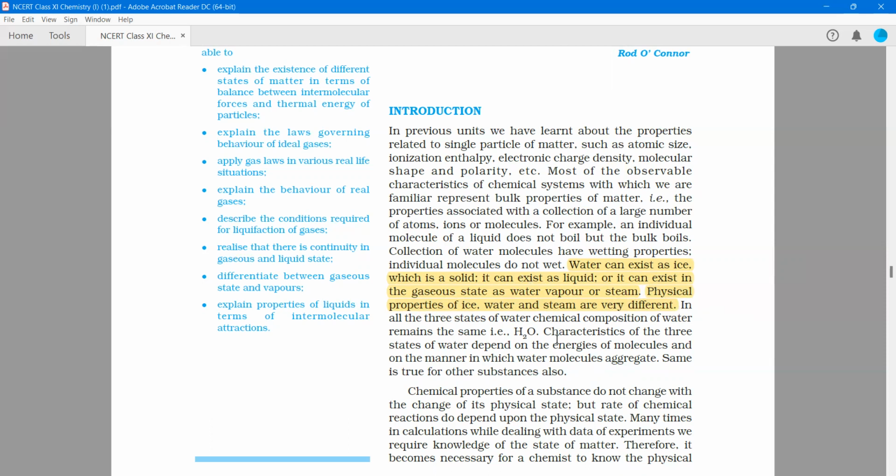So when you're talking about ice, you're talking about H2O molecules only. When you are talking about liquid water, it is the same thing, H2O molecules only. And when we are talking about water vapor, it is nothing but H2O molecules only. So the chemical composition of water is not going to change. It will always be H2O. It is not going to become H3O in one state or H4O in another. No, the chemical composition remains the same, though the physical properties change in different states of matter.